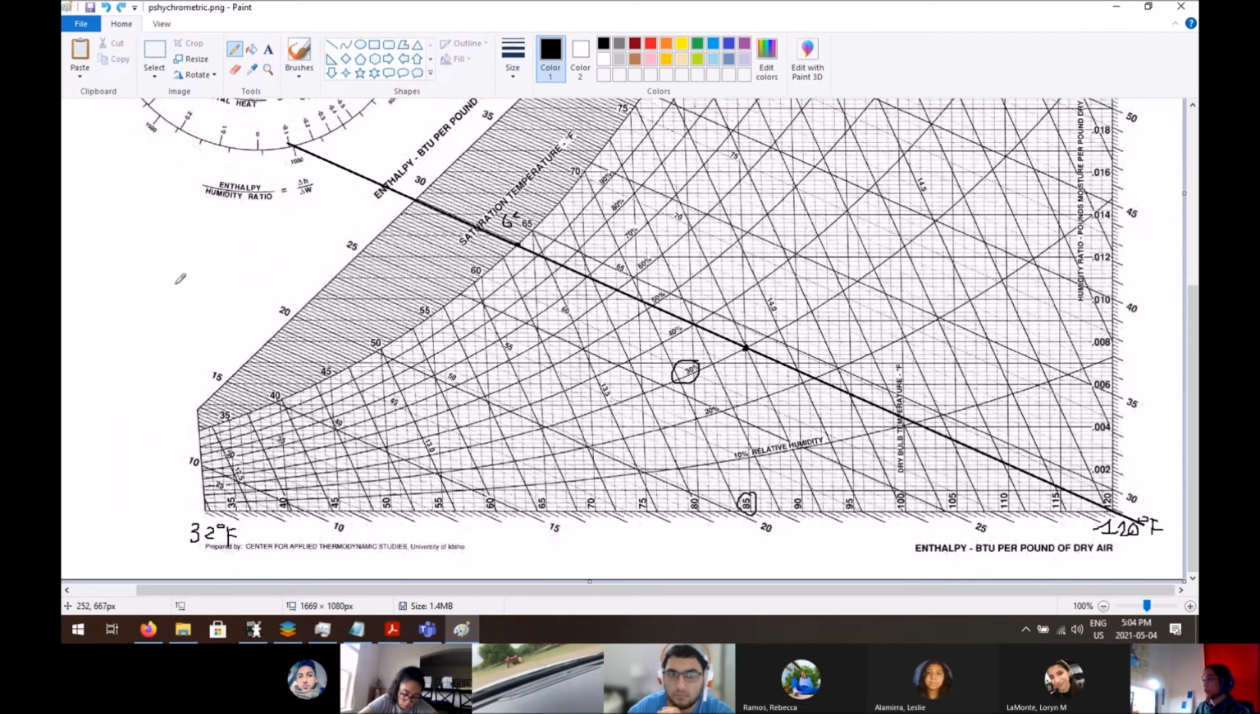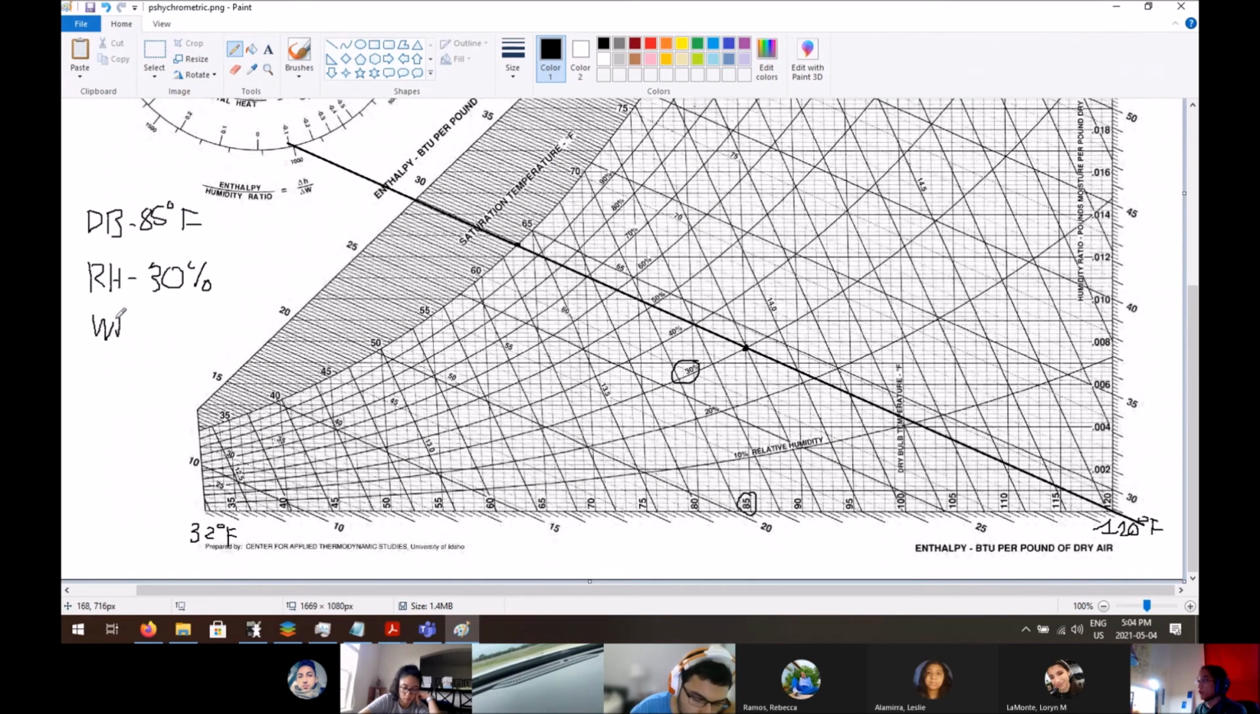Right, let's write these over here. Your dry bulb is 85 degrees Fahrenheit. Your relative humidity is 30%. You have your wet bulb temperature, which is 64 degrees Fahrenheit. And that's the slant line, right? That's the slant line. Okay.